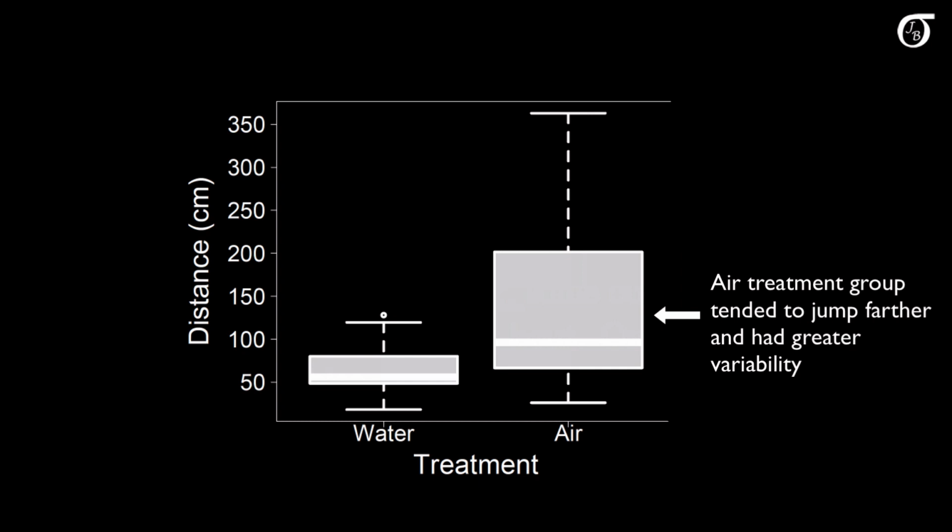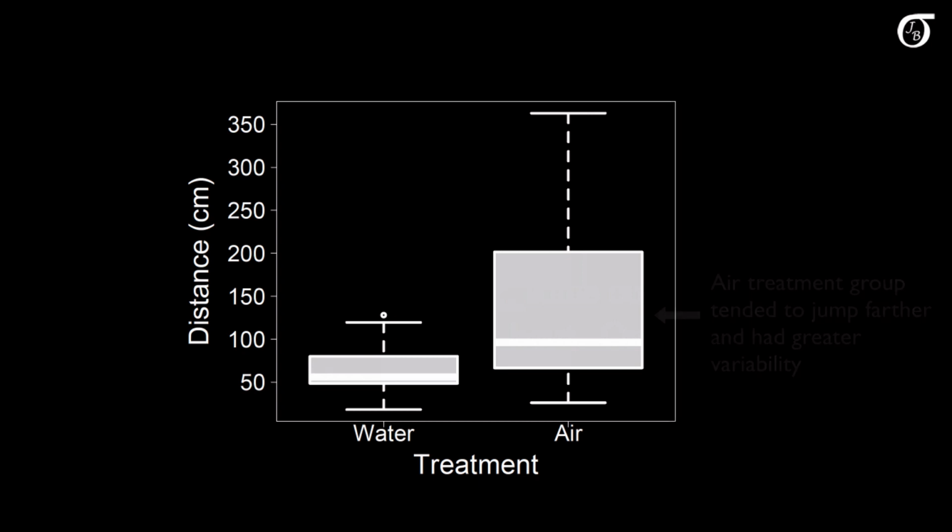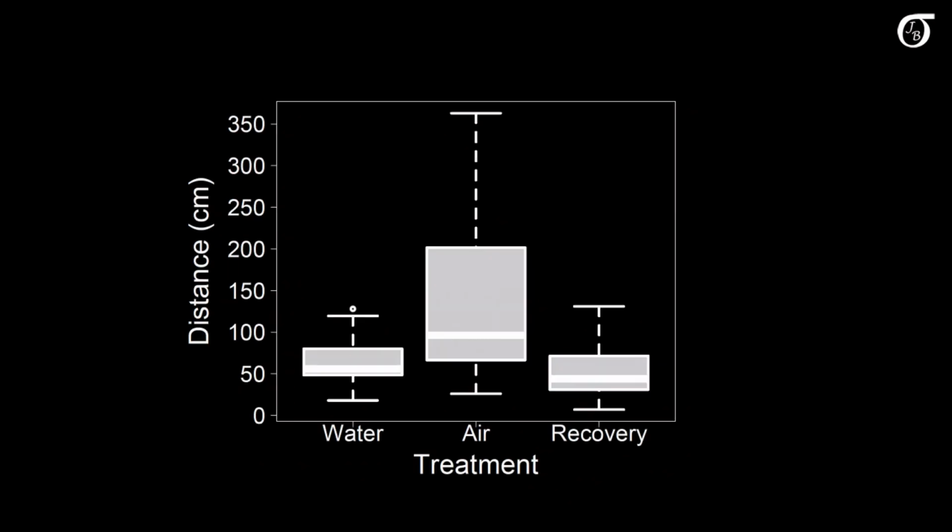Much more on that type of thing later. For now, we're just doing a visual assessment. Note that we might have more than two groups that we wish to compare. In this experiment, there were actually three groups: the water group, the air group, and a group that was kept in air for a while, then put back in water, known as the recovery group. Here's the side-by-side box plots for all three treatment groups that were in this experiment.